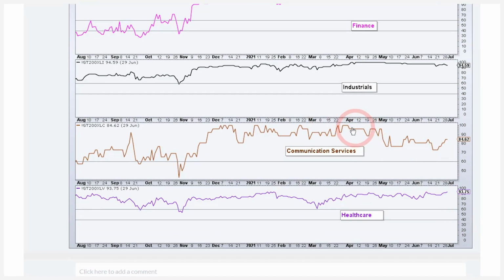Now, communication services only has like 22 stocks, so it's a little bit more volatile. But you can see it hasn't dipped below 70%. And healthcare has had a couple dips. It hasn't dipped below 60%. And for the most part, has been very strong as well. And those 6 sectors account for like 80% of the S&P 500. And when you're looking at weighting the S&P 500 and handicapping performance, these are the 6 you need to look at.